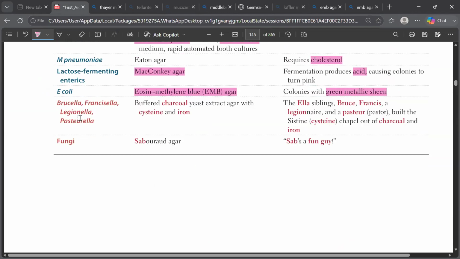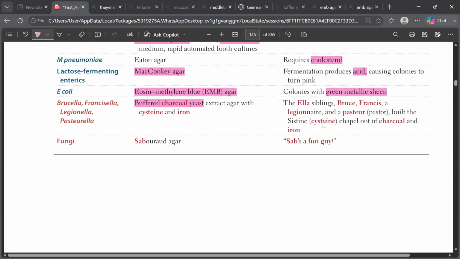These names give me the vibe of Whimsy Princess and her sisters. Buffered charcoal yeast extract agar with cysteine and iron. See, they have special requirements. Buffered charcoal yeast extract agar with cysteine and iron. The Ella siblings, Bruce, oh, so yeah, they do give the feeling of siblings. Bruce, Francis, a legionnaire, and a pastor built the cysteine chapel out of charcoal and iron.